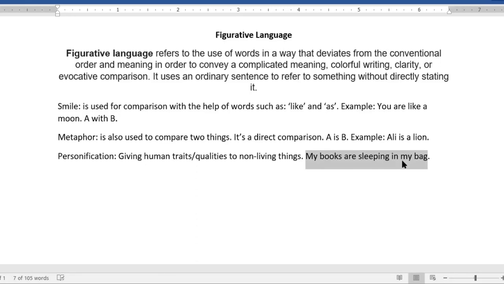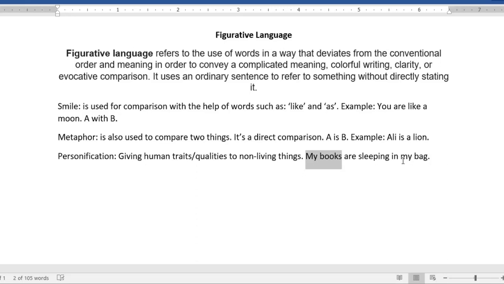So humans go to sleep. Okay, very good. Humans sleep, so this word shows us that this is a human quality. This is something humans do. Now in this sentence, this quality is given to which thing? Who is sleeping? The books. So my books are sleeping in my bag. Now books are non-living things, right? So in writing, we use personification to give non-living things human qualities, human traits.